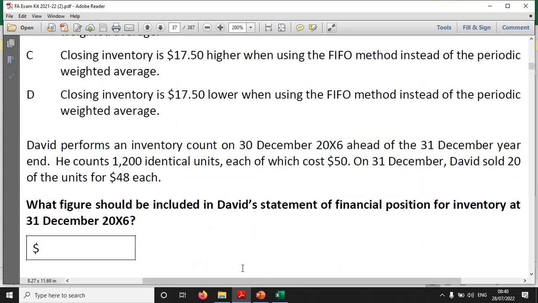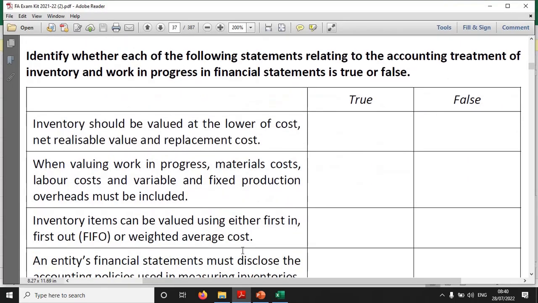Okay, proceed to the next part and identify whether each of the following statements relating to the accounting treatment of inventory and work in progress in financial statements is true or false. Number 1, inventory should be valued at the lower of cost, net realizable value, and replacement cost. Is that correct? No. Why is it not correct? Each one is valued at the lower of cost and net realizable value. What is wrong with the statement? It includes replacement cost. That's correct. Replacement cost is what is wrong. Don't include that one.